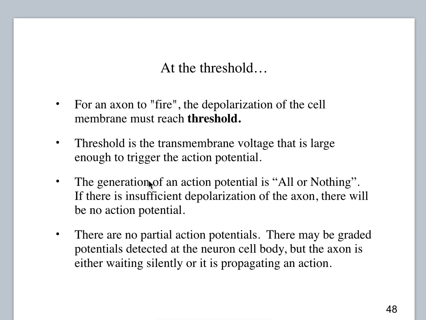For an action potential to start, the polarization of the cell membrane must reach a threshold point. Threshold is the transmembrane voltage that's large enough to trigger the action potential. Once an action potential is generated, it's all or nothing. There's no partial action potential. Once it's triggered, it goes all the way from the axon hillock all the way down the axon to the end of the axon. It's all or nothing.